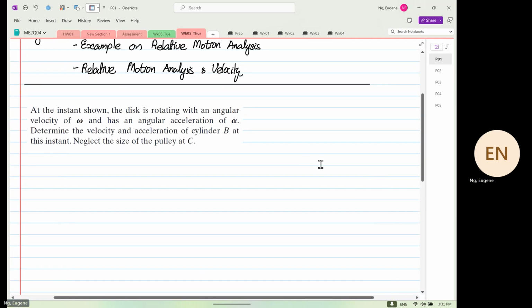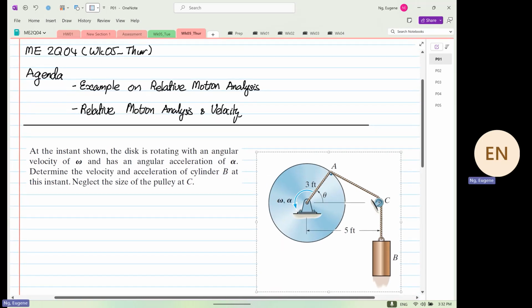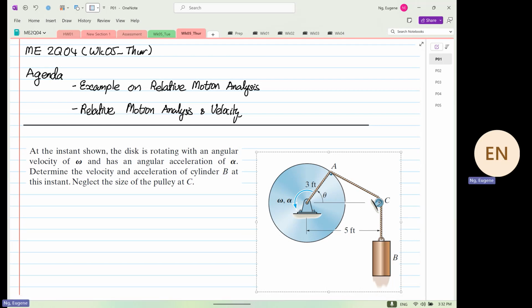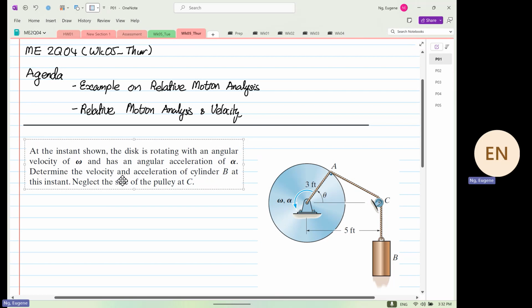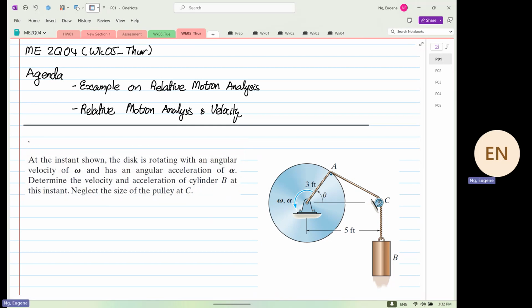Right. So let's start again. We're going to finish one last example of relative motion analysis. Then we are going to relative motion analysis in terms of velocity. Okay, so we're going to start with this first. So this is the last example of relative motion analysis. Okay, so we're going to do this example first.